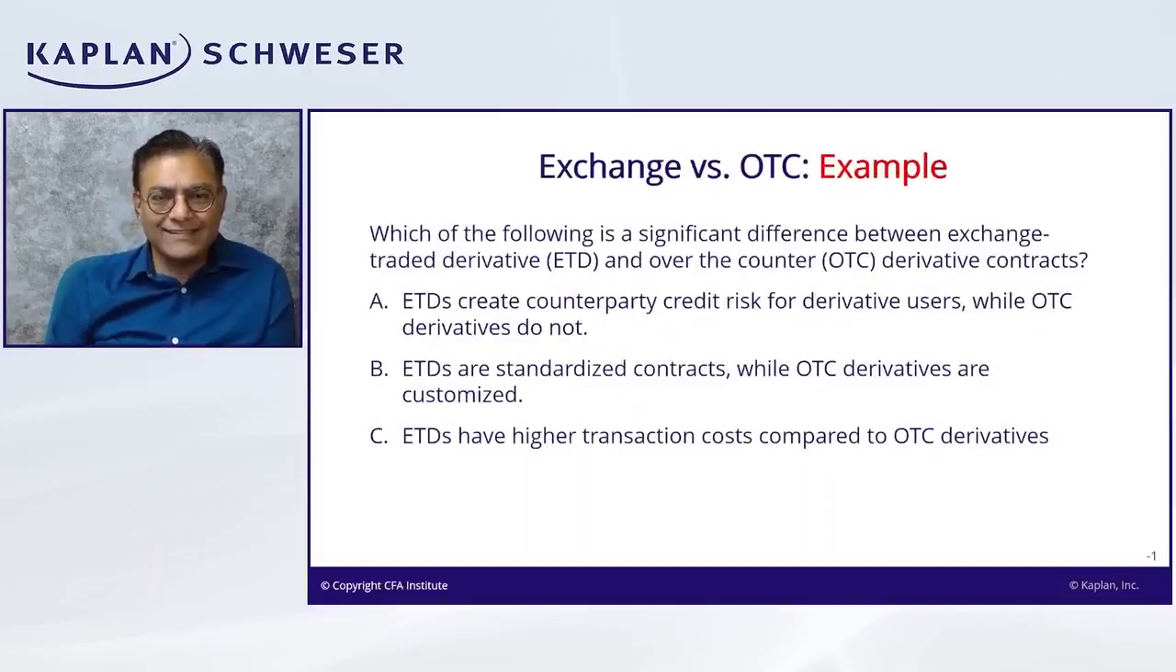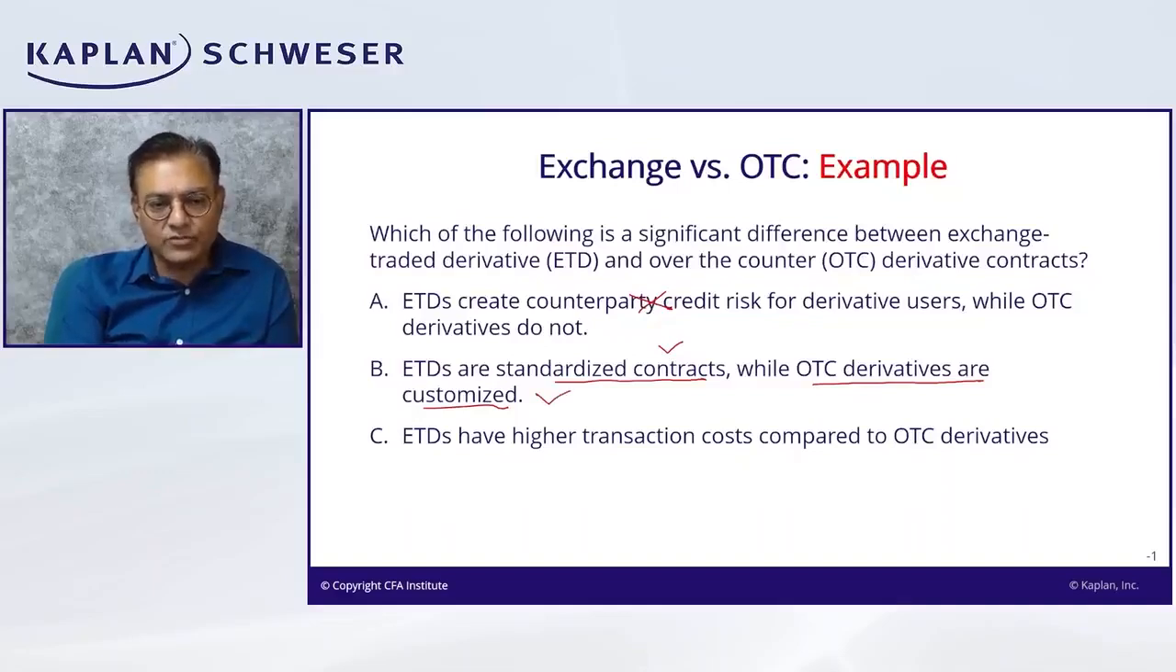Which of the following is a significant difference between exchange-traded derivatives and over-the-counter? Choice A says ETDs create counterparty risk, which is not true. In fact, ETDs reduce or eliminate counterparty credit risk. So choice A is incorrect. Choice B says exchange-traded derivatives are standardized contracts. Yes, they are standardized contracts, while OTC derivatives are customized. So B is our most likely answer.